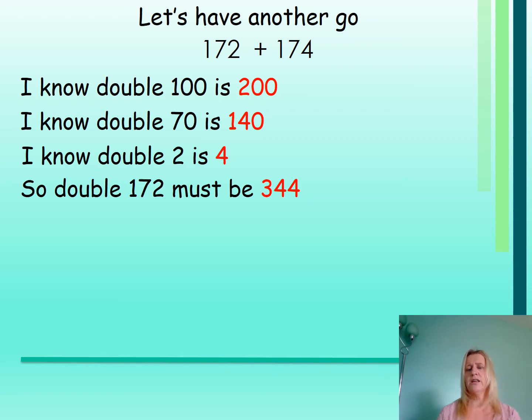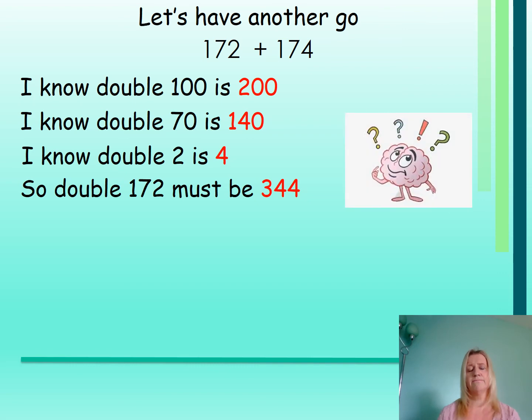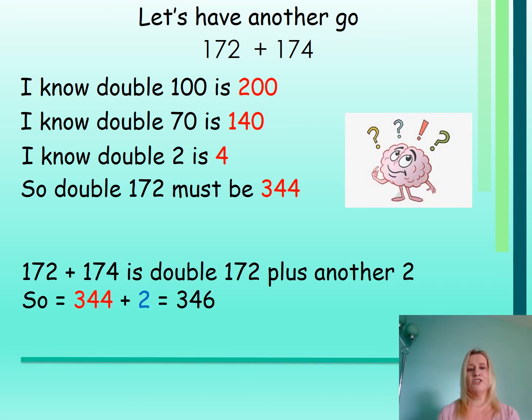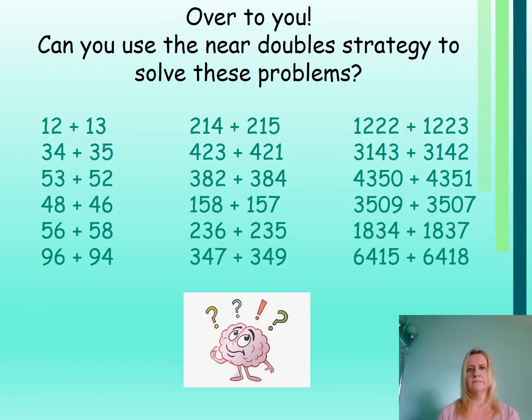Our calculation is 172 and 174. Do you notice that 174 is 2 more than 172? What do you think we would need to do to the number 344 to get the right answer? 172 plus 174 is double 172 plus another 2, which gives us 346. I hope you managed to work that one out.